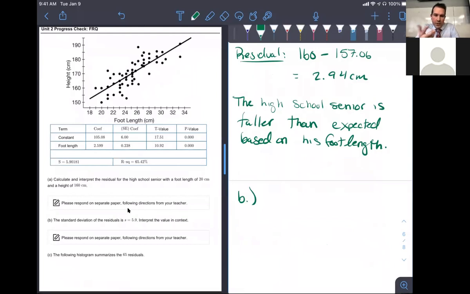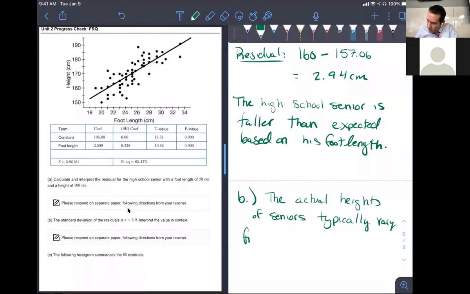Just in general, if a residual is how far off a specific value is, then our standard deviation of our residuals says the actual heights from our seniors, how much they typically vary from our model. So the actual heights of seniors typically vary from our model by about 5.9 centimeters.